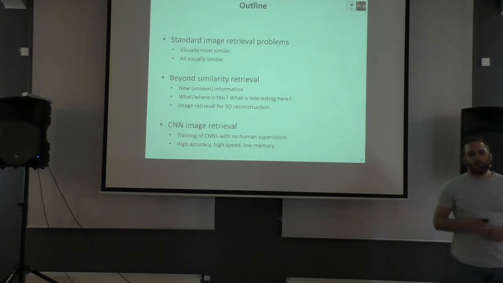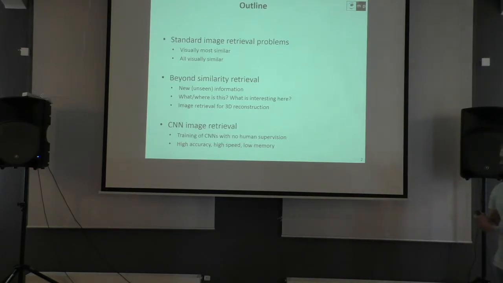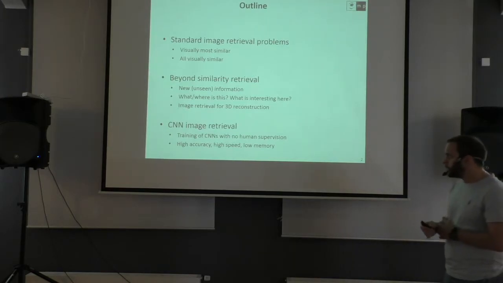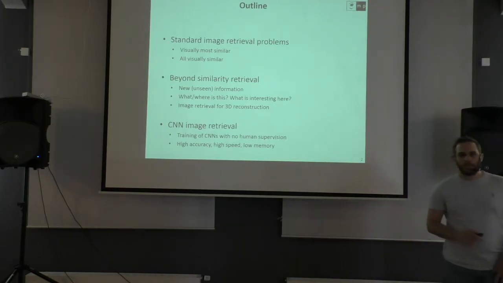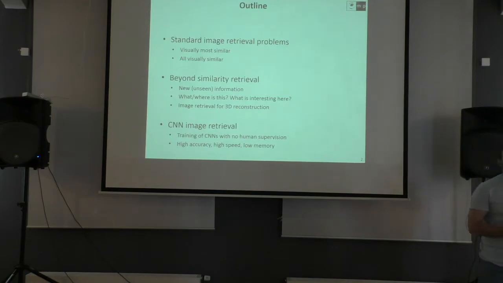And at the end, I will speak about CNN image retrieval, which has really high accuracy and much higher speed and lower memory than standard image retrieval pipelines that were state of the art for the last 10 years. So just to be sure, when I say CNN, I don't mean the TV channel, I'm speaking about convolutional neural networks. However, at a machine learning meetup, this should be clear.